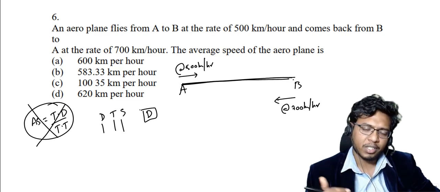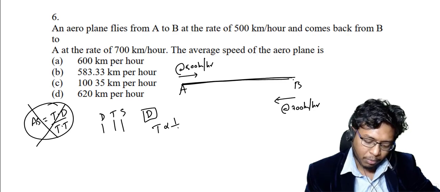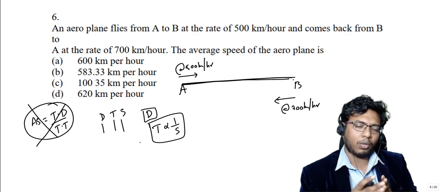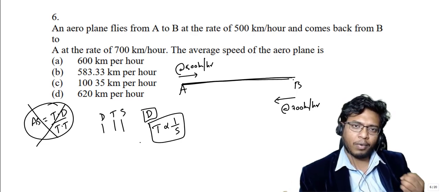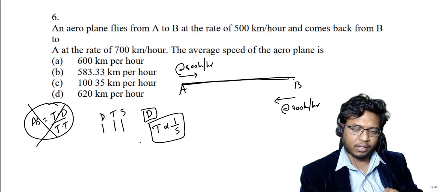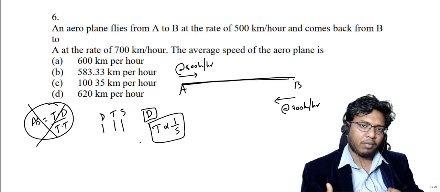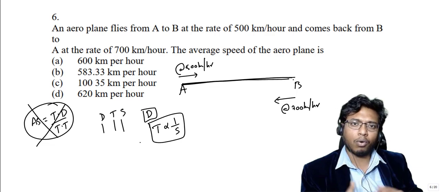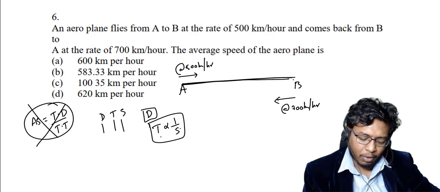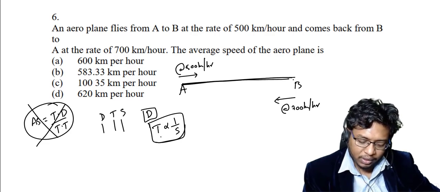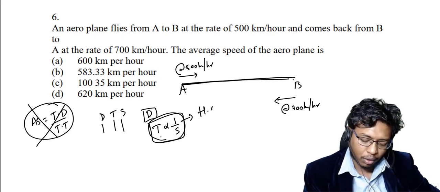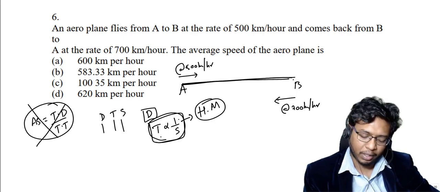Check the relation between time and speed. Always time is inversely proportional to speed. That means if speed is increasing, your time will decrease. Suppose you have to travel 1 kilometer. While going, if you are going at 10 kilometers per hour, it may take 6 minutes. Suppose while coming, if you are coming at 1 kilometer per hour, then it will take more time, because speed is reduced. So when the distance is constant, time will be opposite to speed. Whenever you see this inverse proportion, to get average speed you have to take harmonic mean. HM means harmonic mean.